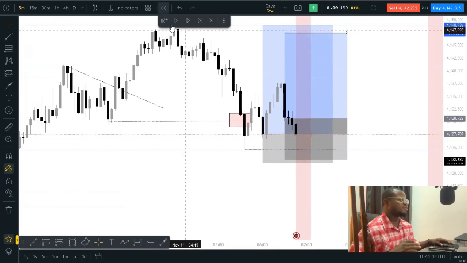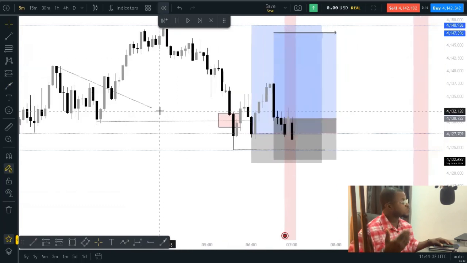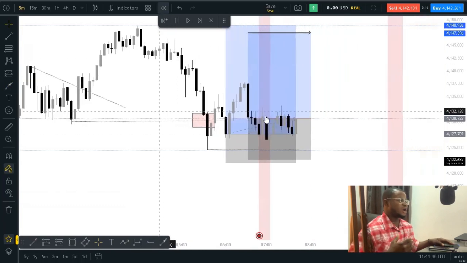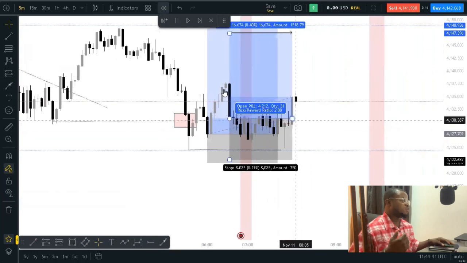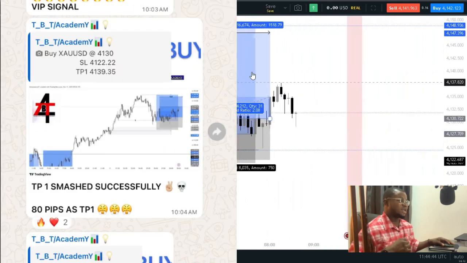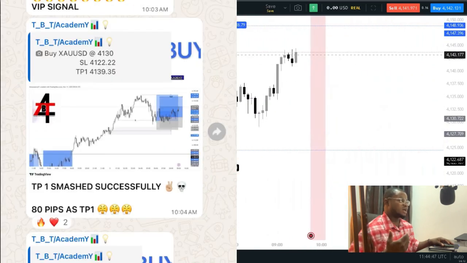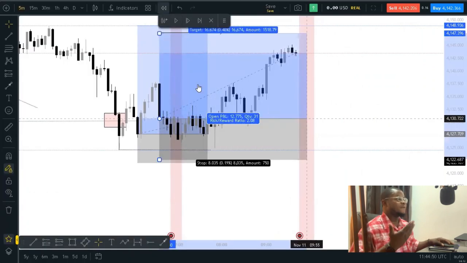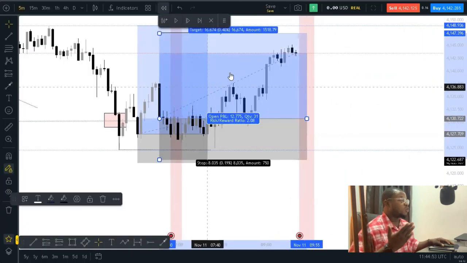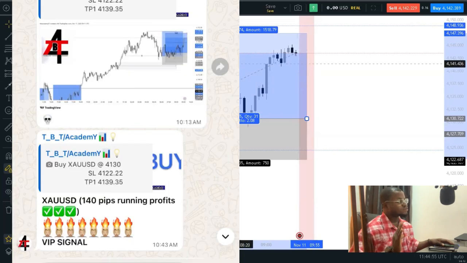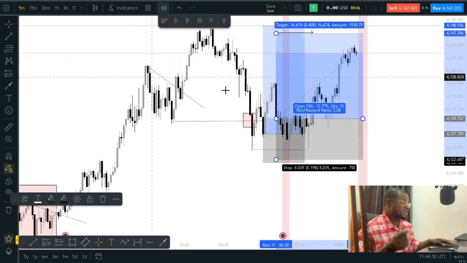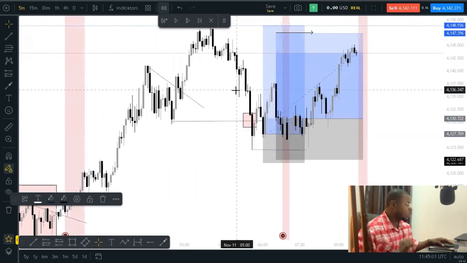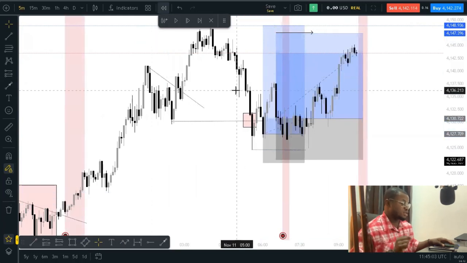So we waited for close to 2-3 hours before the price finally gave us. TP1 was smashed after like 2 hours. Then we later got our full trade running. So we made close to 150 after our TP1. We made over 140 pips. All right, and as I'm currently making the video, this trade is still on. It's still in profit.